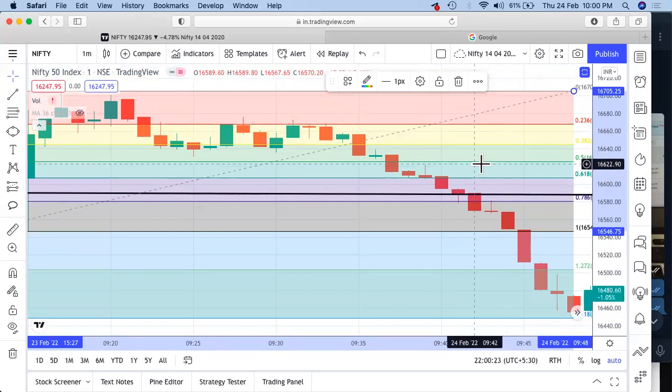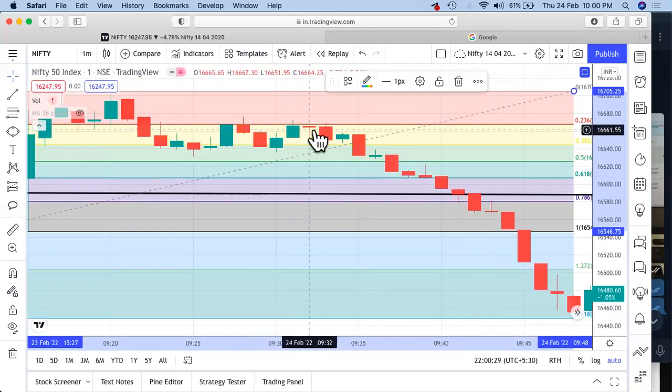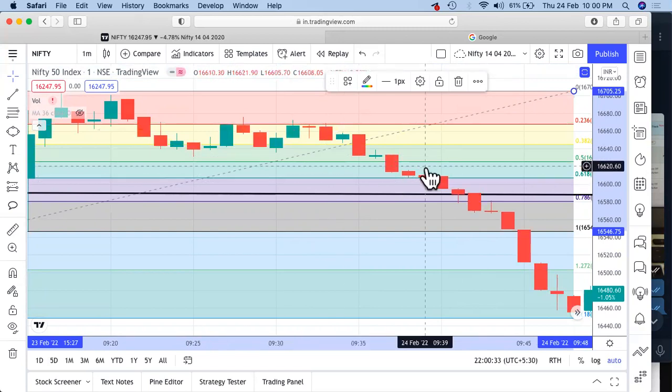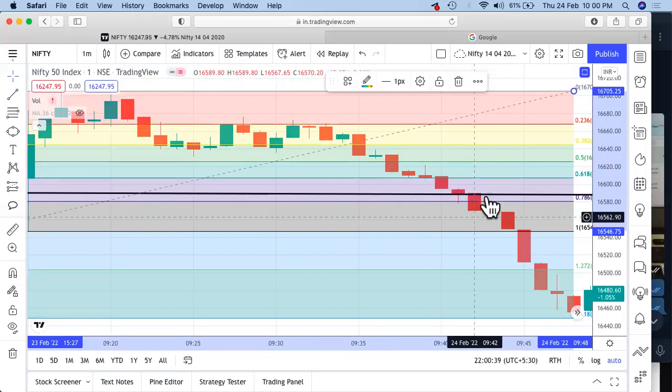So we are waiting till the 0.5 level to take the trade, correct? It should be going down, so it should be giving me continuously lower highs and lower lows. The confirmation for me would be this candle, which tried to go up but didn't cross this 0.5 level. After that, it started moving down.